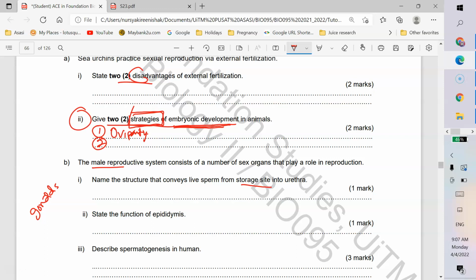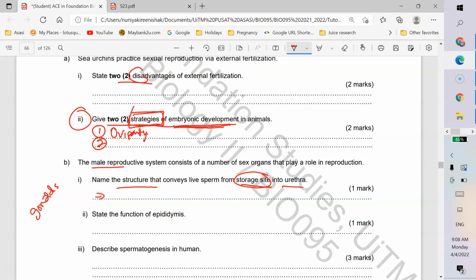Okay. So dalam testis, dia ada structure yang kita namakan dia sebagai seminiferous tubule. Seminiferous tubule is where the process of spermatogenesis occurs. Okay, so at the end of spermatogenesis, you have 4 haploid spermatids. So this spermatid will then enter into the storage site. Okay, storage site is the epididymis where the sperm will gain the ability to swim. It is where the sperm cell matures and gains the ability to swim. Lepas sperm cell boleh berenang, so dia akan masuk kepada next structure yang kita nak untuk soalan ni.